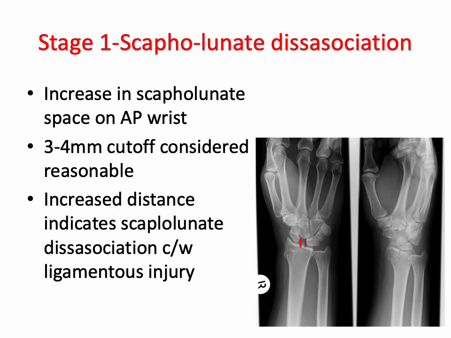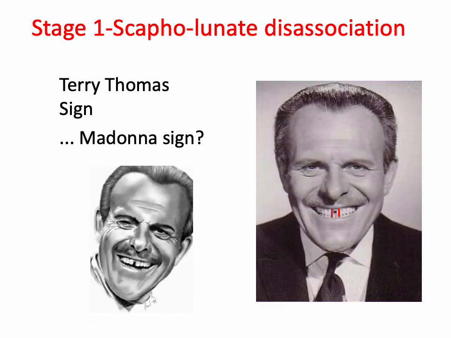Scapholunate dissociation refers to the result of rupture of scaphoid ligaments with a greater than 3 mm gap between the scaphoid and the lunate on frontal projection, and has been termed the Terry-Thomas sign. This is Terry-Thomas. I'm too young to know who he is, but it's because he had a gap in his front teeth, so Terry-Thomas sign. I think some people also refer to it as the Madonna sign.